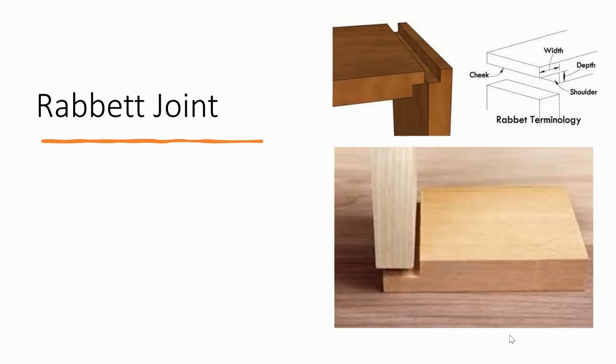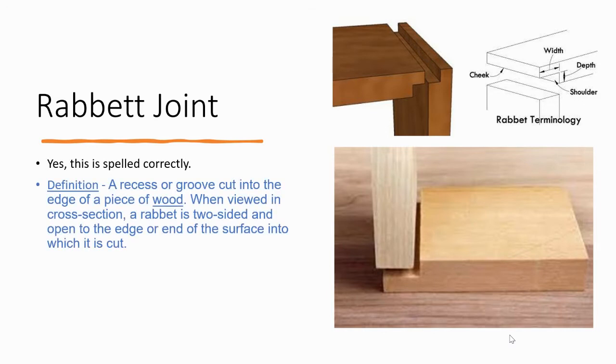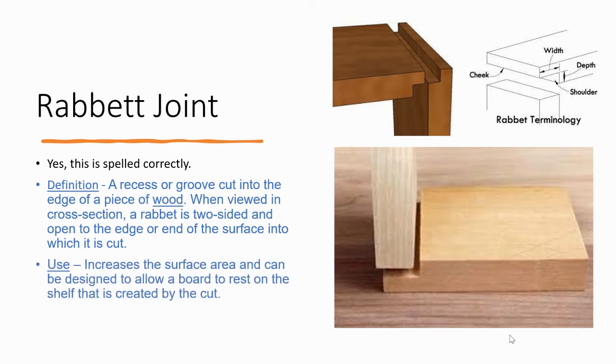A rabbet joint. Yes, this is spelled correctly. The definition: it's a recess or a groove cut into the edge of a piece of wood. When viewed in the cross section, a rabbet is two-sided and open to the edge or end of the surface into which it cuts. In the use, it increases the surface area and can be designed to allow a board to rest on the shelf that is correctly cut.